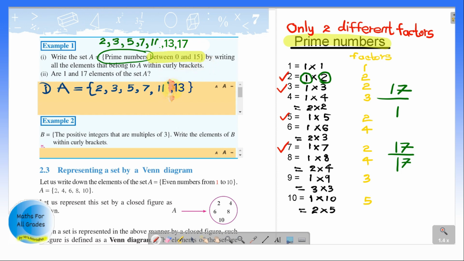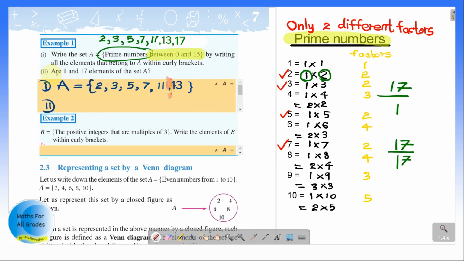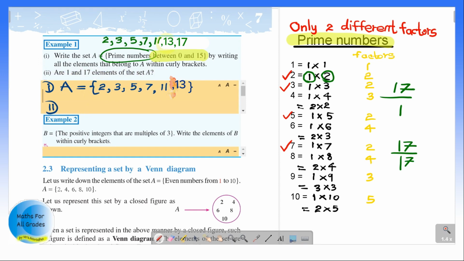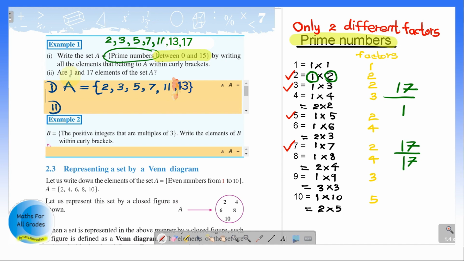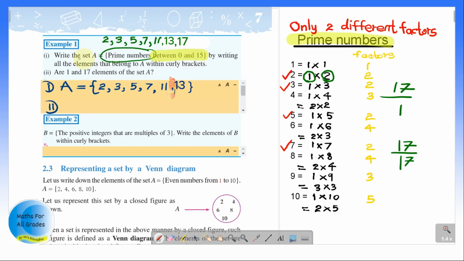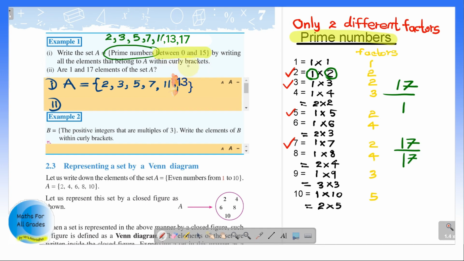Now close the bracket. In row number 2, they are asking, are number 1 and 17 elements of the set A? So what is your answer? No, they are not elements of set A. Because now we know number 1 is not a prime number. Number 17 is a prime number, but it's greater than 15. Here we are writing only prime numbers between 0 and 15. So 17 is not included in this set A.